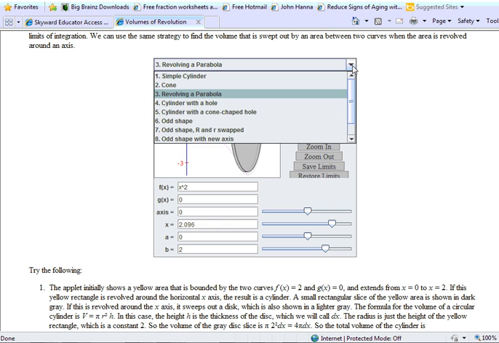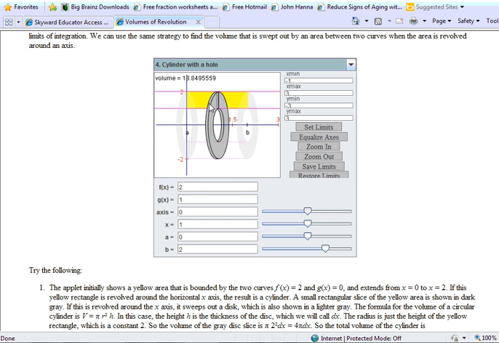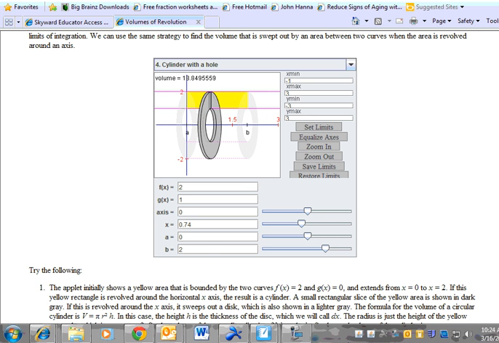It's a circle. And then we're going to go over here and say, what happens if we put a hole in the middle? That's called a what? It's a washer. So those are the two things that we're going to do. So let's go back and start with the first one.